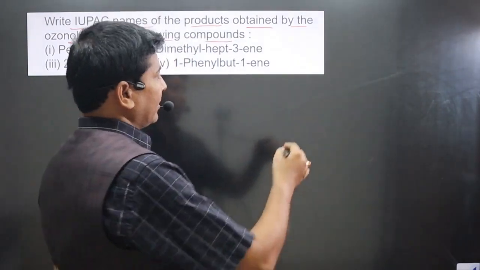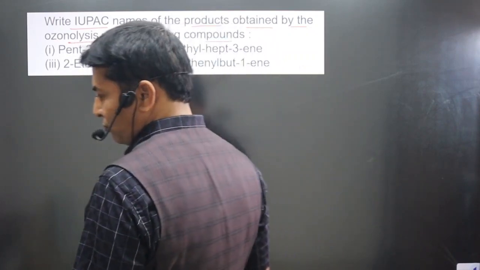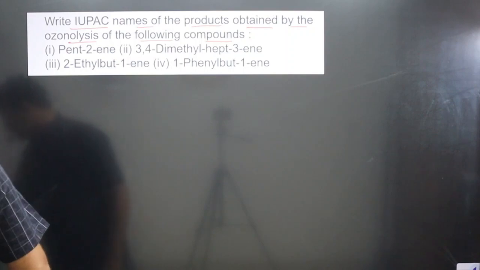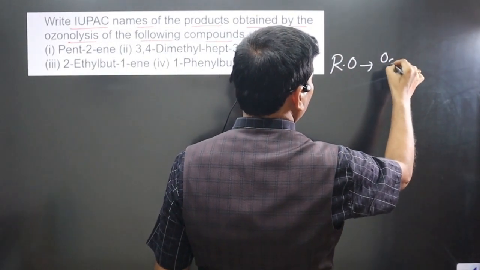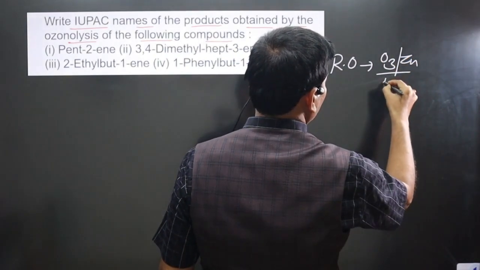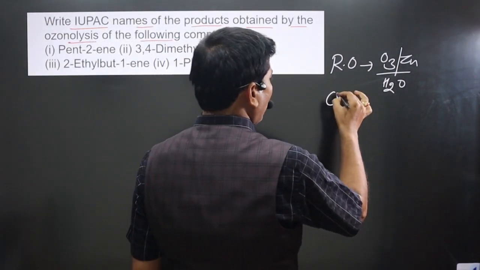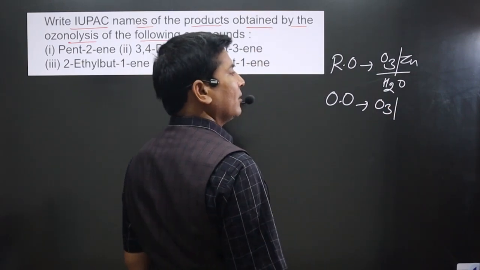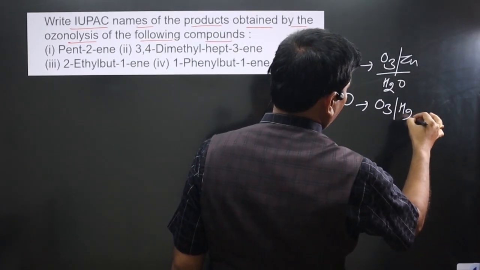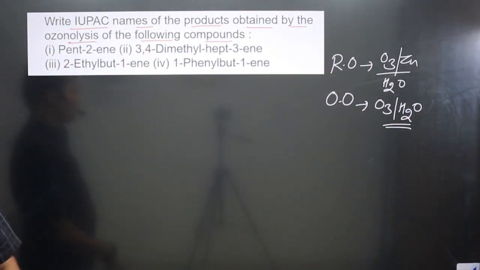See the reagent. In case of reductive ozonolysis, the reagents we use are O3 and Zn, H2O. Zinc is there, ozone is there. And if we have oxidative ozonolysis, in this case ozone is there and we have only the water molecule, zinc is not there. We are going to carry out reductive ozonolysis.